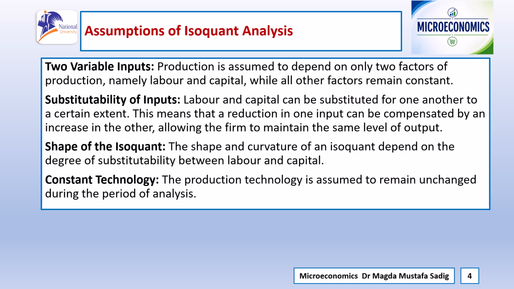The third assumption is that the shape of the isoquant depends on how easily labor can replace capital. If substitution is easy, the curve becomes flatter. If substitution is difficult, the curve becomes more curved. The final assumption is that technology remains constant throughout the analysis. This means production methods do not change during the period being studied.